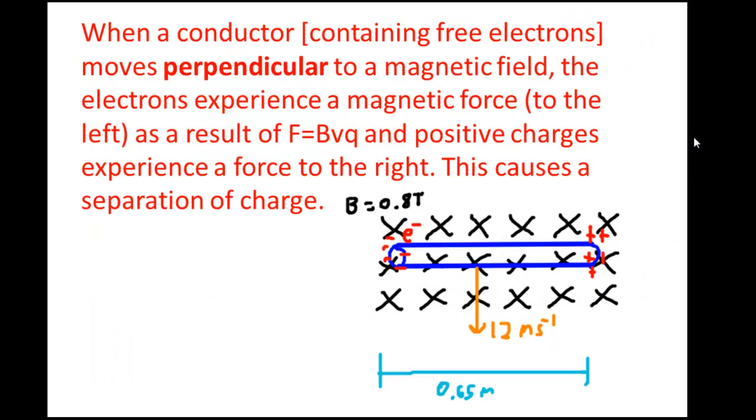So let's summarize. When a conductor containing free electrons moves perpendicular to a magnetic field, conductor meaning a metal, moving at 90 degrees to the magnetic field, which is going into the page, and the wire is going down the page. They always have to be at 90 degrees, otherwise this doesn't work. The electrons experience a magnetic force to the left as a result of F equals BVQ, magnetic field times velocity times charge. The electrons want to go to the left, and the positive charges experience a force to the right, and this causes a separation of charge. We have negatives there and positives there.